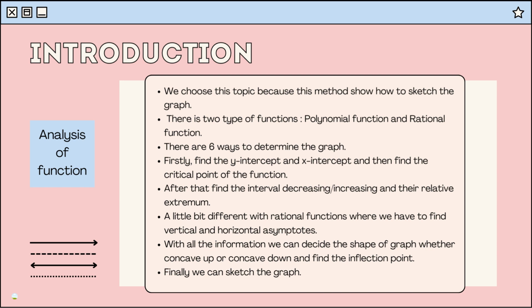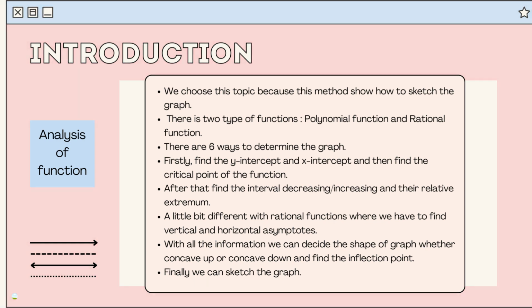Firstly, find the y-intercept and x-intercept, and then find the critical point of the function. After that, find the intervals of decreasing and increasing and their relative extremum. A little bit different with the rational function, where we have to find the vertical and horizontal asymptote. With all the information, we can decide the shape of the graph with concave up or concave down and find the inflection point. Finally, we can sketch the graph.